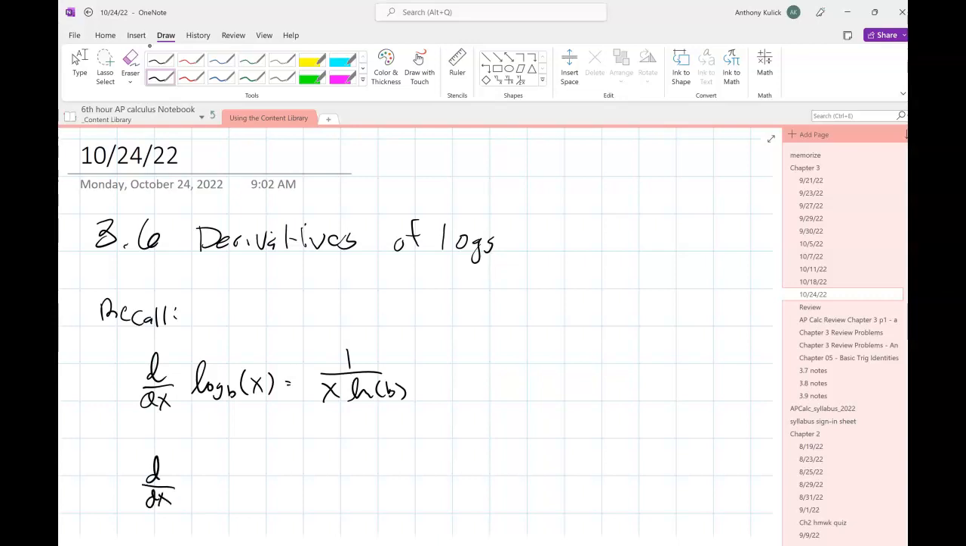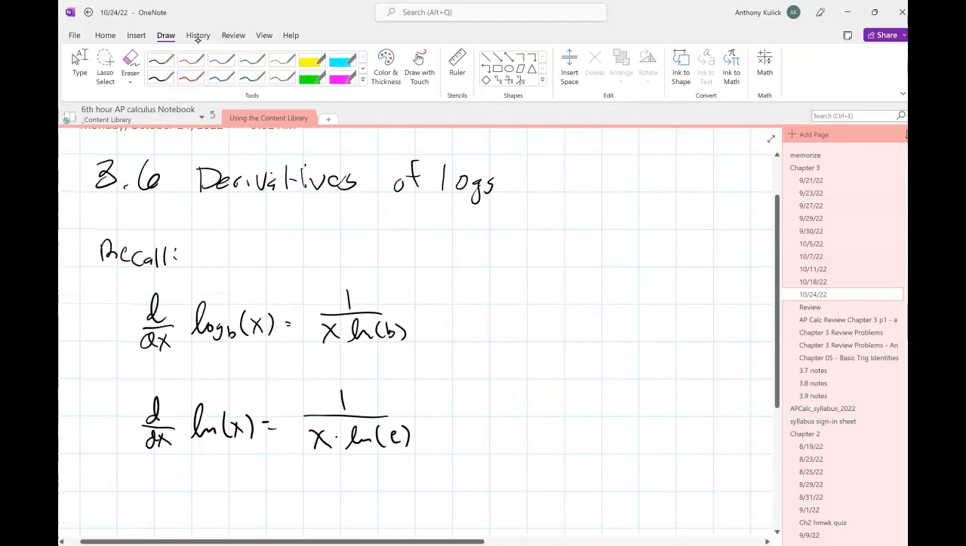So the derivative of a log is 1 over x times the natural log of b, the base of the logarithm. So if it's a natural log, the base of a natural log is e. And what's the natural log of e? Just one, right? So that just gonzos. Okay.